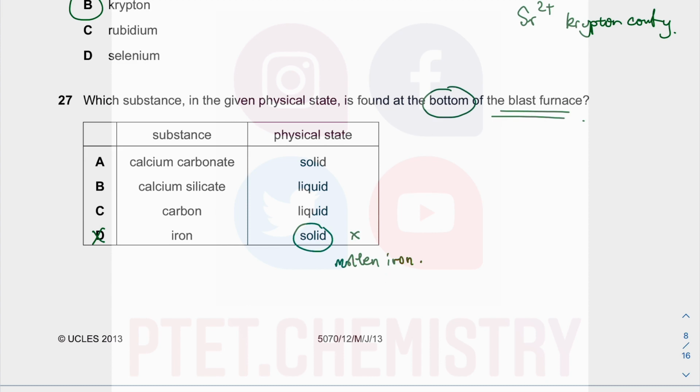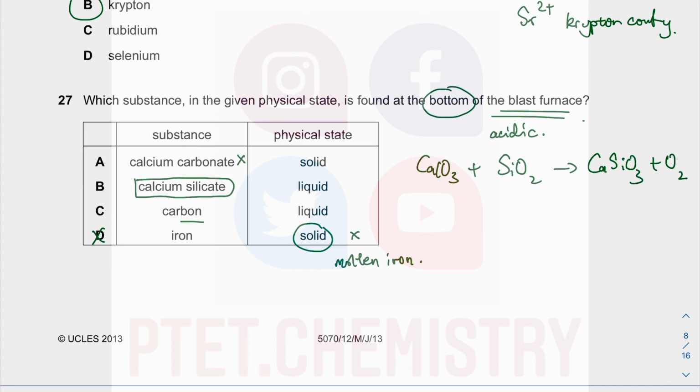Alright, you don't get the carbon because all the carbon is going to be used as a reducing agent, and when it acts as a reducing agent, it will itself be oxidized to become CO2 eventually. You do get calcium silicate, but not calcium carbonate, because calcium carbonate will react with the acidic impurity, such as sand, SiO2, a component of sand. It will give you CaSiO3, and it will give you CO2.